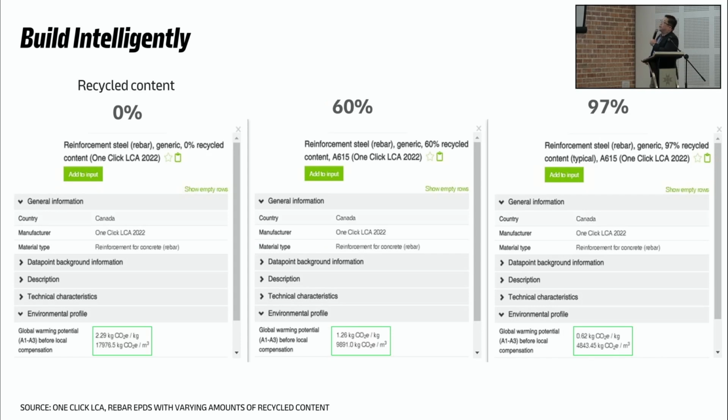Next, this is the recycled content of a steel bar. More on the structure guy. So if you talk to your CNS, they can know about this. Recycled content of 0%, 60%, and 97%. All these are also published EPDs you can find hosted on the program operator. Now look at the box over here.